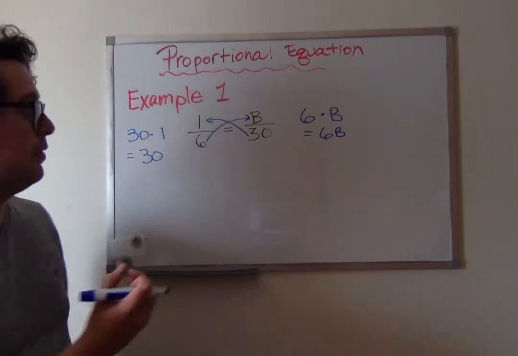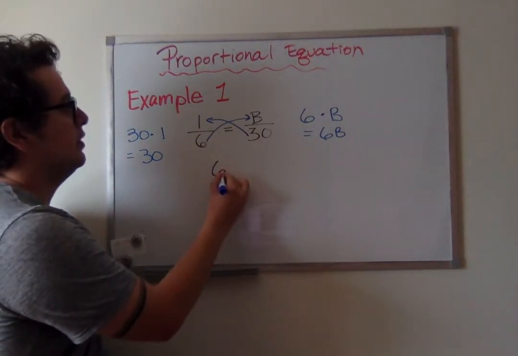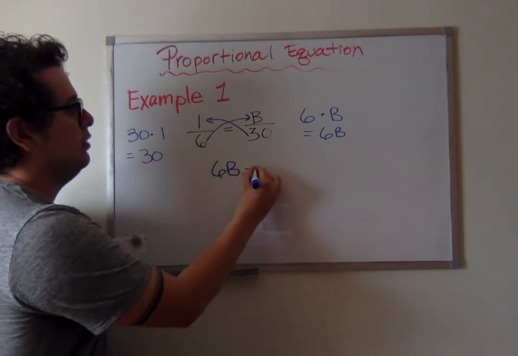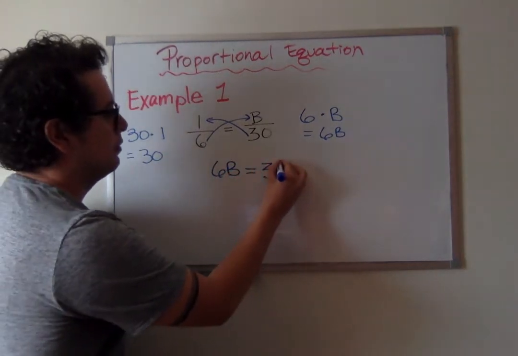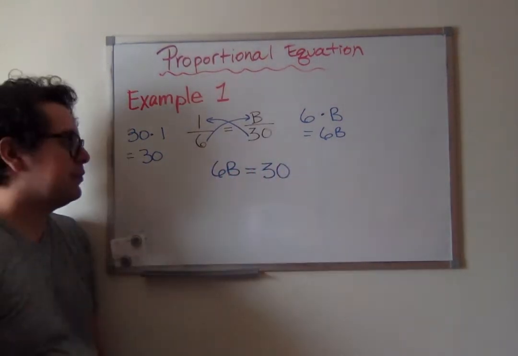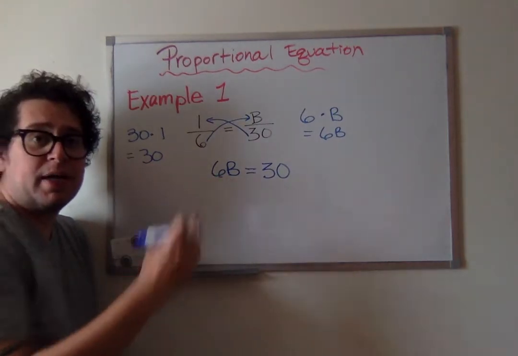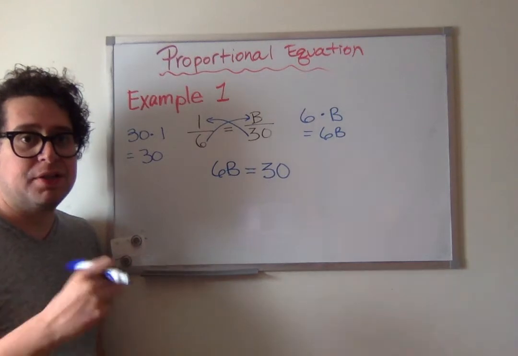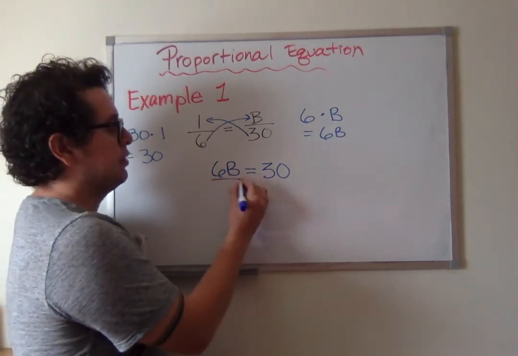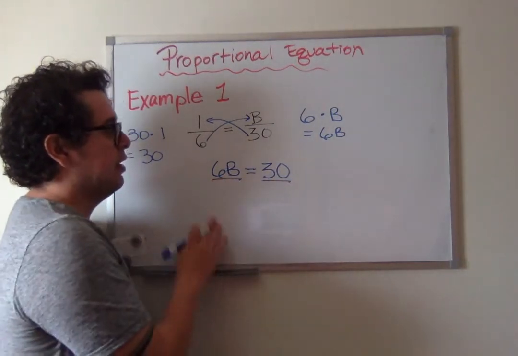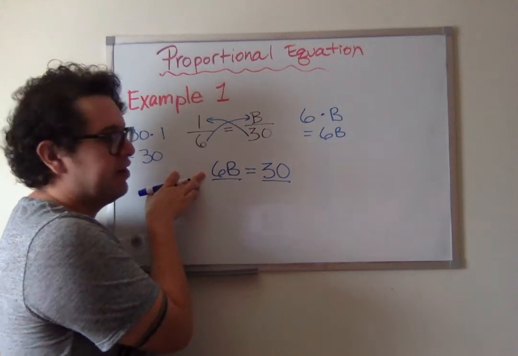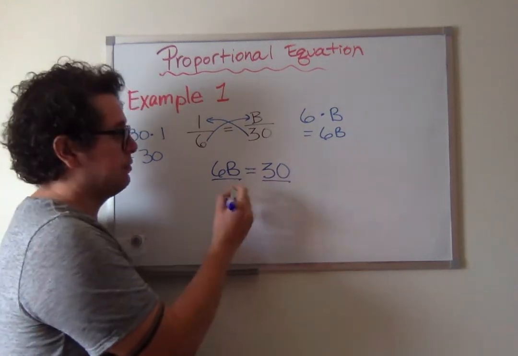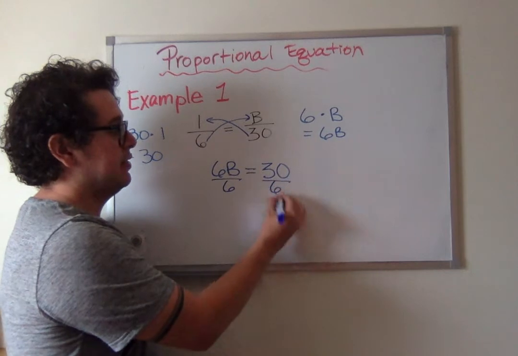Now I can set up my equation, and I can say 6b equals 30. Okay? Now the 6 and the b are multiplying, so we want to do the opposite. The opposite of multiplication is division. So we are going to divide both sides by whatever number is in front of our variable. So it's 6, so we're going to divide both sides by 6.